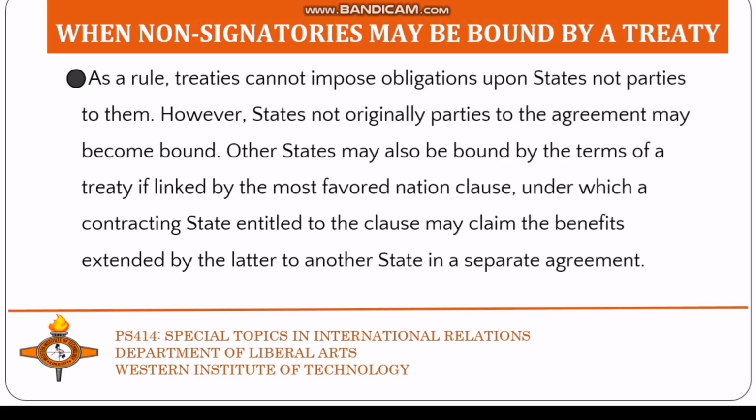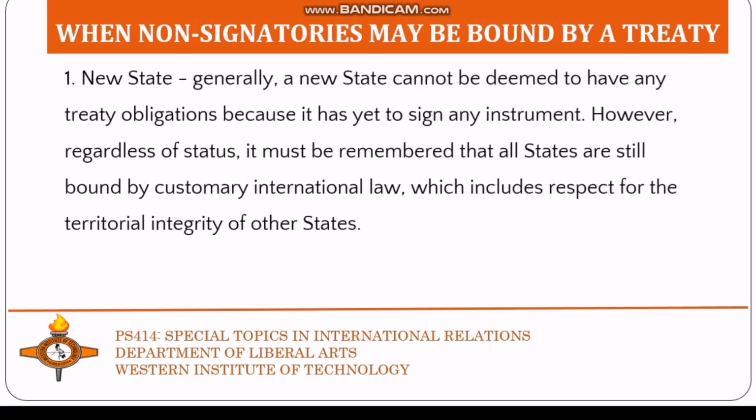Other states may also be bound by the terms of a treaty if linked by the most favored nation clause, under which a contracting state entitled to the clause may claim the benefits extended by the latter to another state in a separate agreement. Next is new state. Generally, a new state cannot be deemed to have any treaty obligation because it has yet to sign any instrument. However, regardless of the status, it must be remembered that all states are still bound by customary international law, which includes respect for the territorial integrity of the other states.